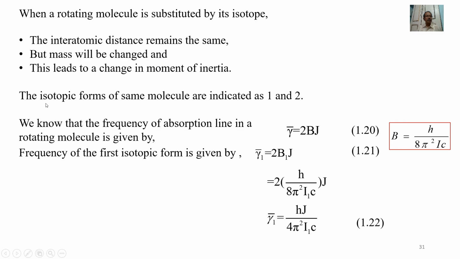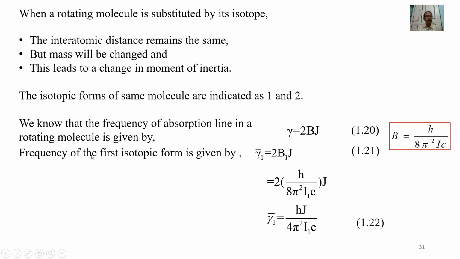The isotopic forms of the same molecule are indicated as 1 and 2. So we are going to have 1 and 2 as two indices. Both represent different isotopic forms. We know that the frequency of the absorption line in a rotating molecule is given by nu bar, which is equal to 2BJ. J is the rotational quantum number, B is the rotational constant.